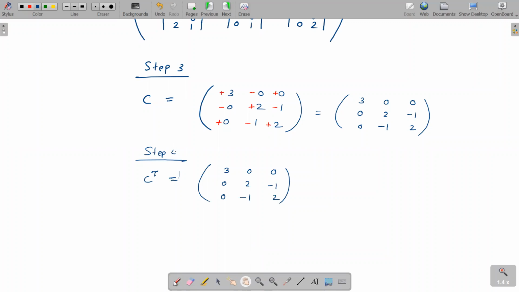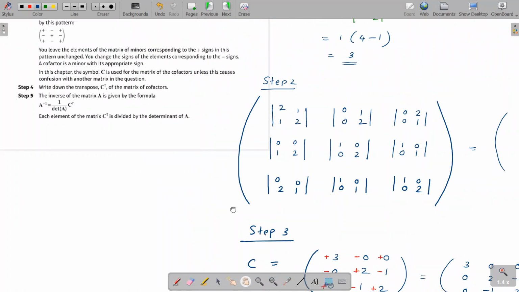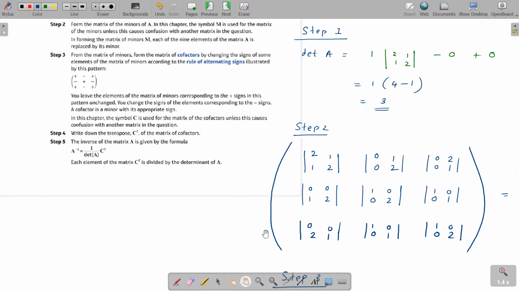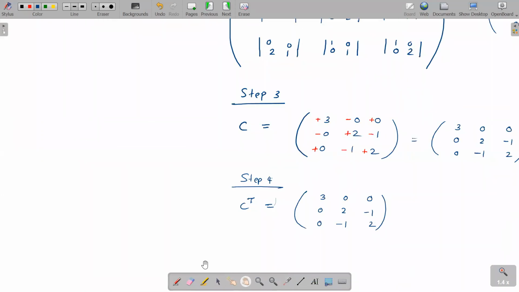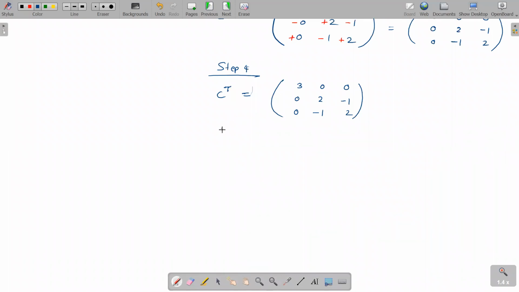The last one, step 5. You don't need to write these steps when you're doing it, but for the initial sum, you can write them down. Then step 5, the inverse of the matrix A is given by the formula A inverse equals 1 over determinant A into C transpose. So we found determinant A already as 3. So A inverse equals the last step.